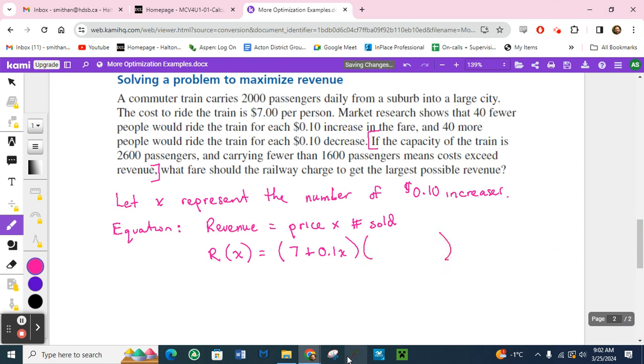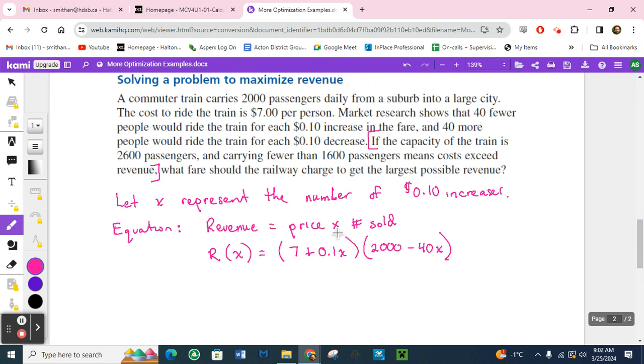And then an expression for the number of tickets sold. Well, we currently have 2,000 passengers, and for every increase of 10 cents, we lose 40 people. So we would have minus 40 times X. So increase the price one time, we now have 1,960 passengers. But if you decrease it one time, if X is -1, then you have 40 more passengers, because -40 times -1 is positive 40. You guys okay with that setup?